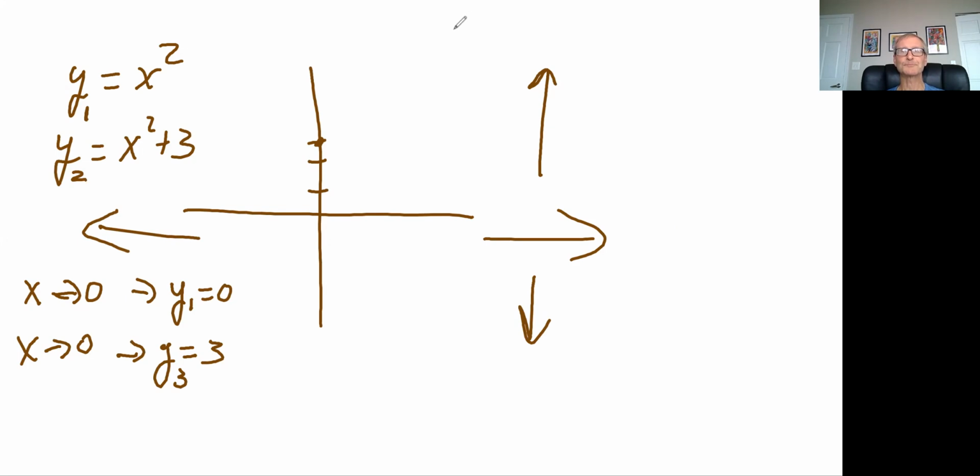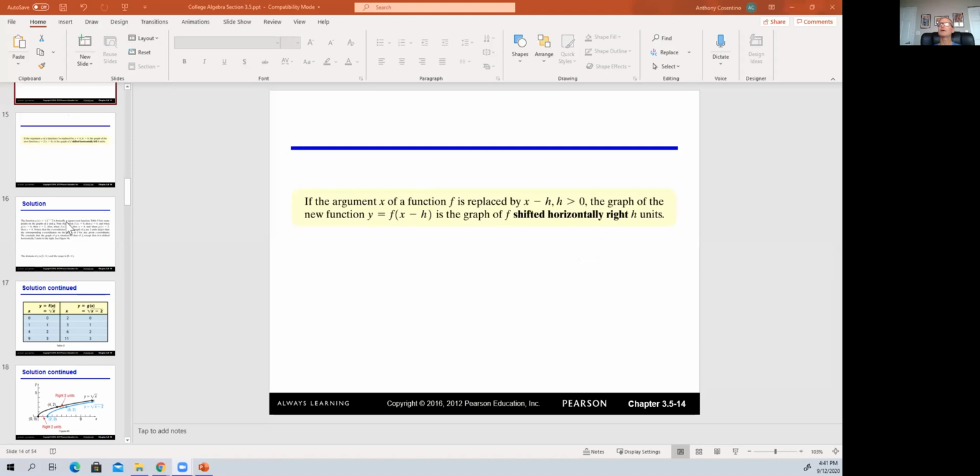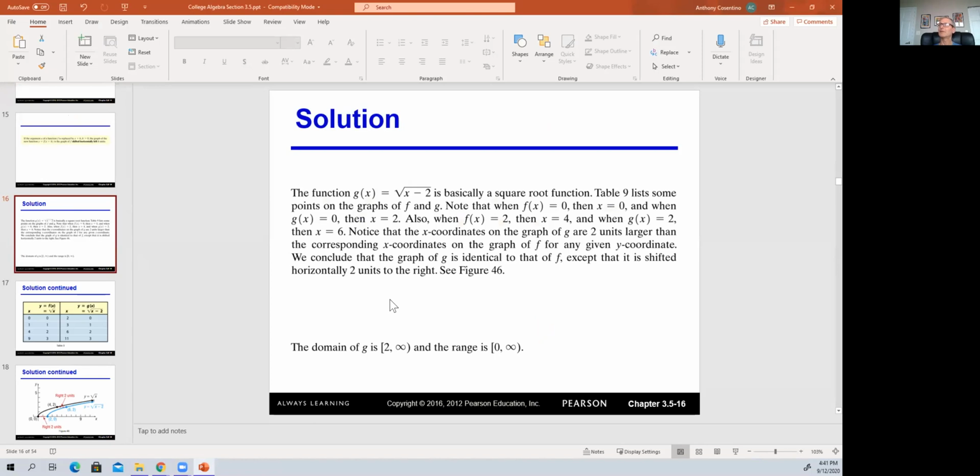And so, let me clear this up. Let's take a look at a couple examples, and I'll show you what I mean. So if we take a look at this equation here, g of x is x minus 2. And the original equation is, let's say, f of x equals the square root of x.